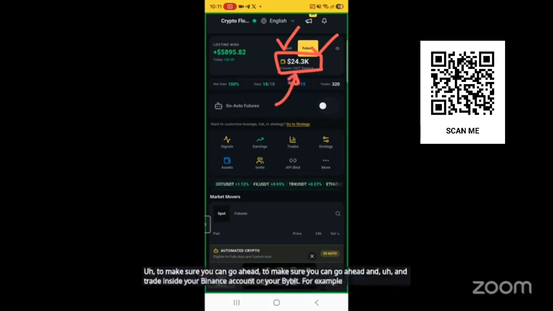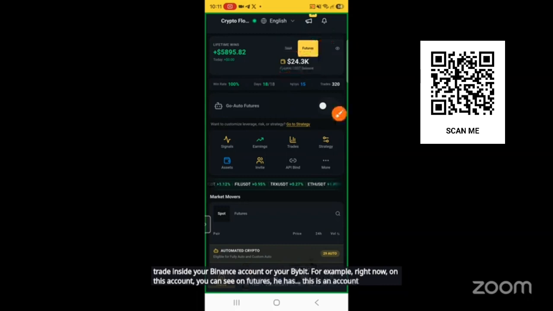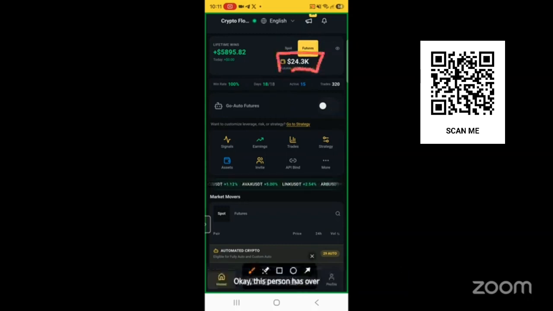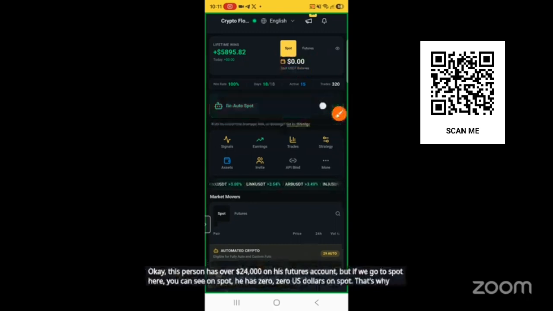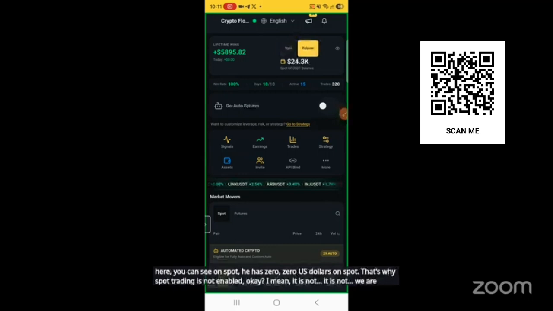For example, right now on this account, you can see on futures, this is an account that I have been given access to. It is not mine. This person has over $24,000 on his futures account. But if we go to spot here, you can see on spot, he has zero US dollars. That's why spot trading is not enabled. We are not going to use spot as an example.